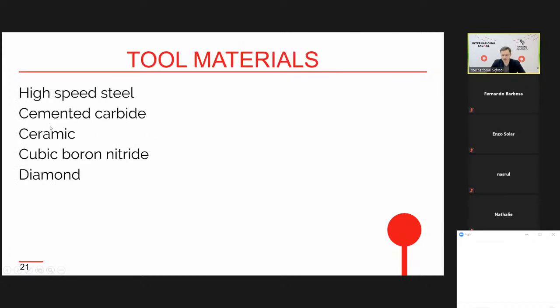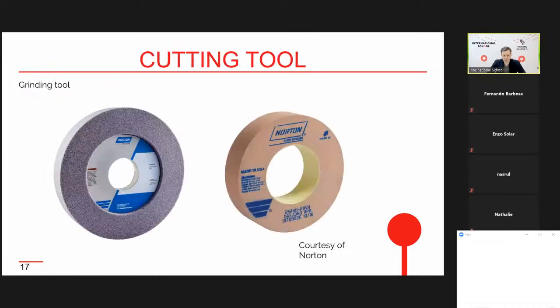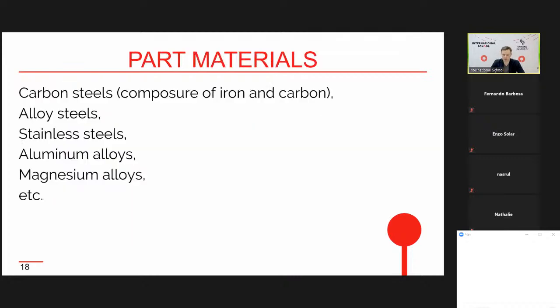The next group is the group of ceramic materials. Ceramics are usually carbides, nitrides, oxides, and borides. Ceramic materials are used for grinding techniques, for grinding cutting tools. So this grinding tool is made of abrasive particles, which are ceramic, and they are bonded by a special bonding material, for example, resin bond, or some other types of bonds.